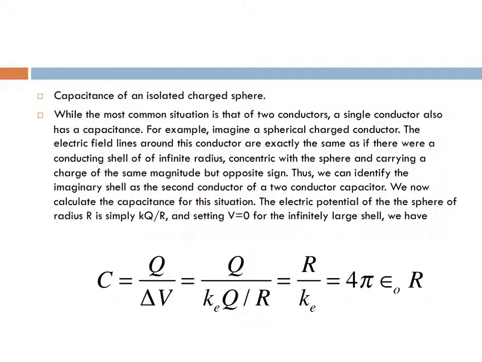We now calculate the capacitance for this situation. Remember that the electric potential of the sphere of radius r is simply kq over r, and setting V equal to 0 for the infinitely large sphere. We have, again, our potential is kq over r. Q's will cancel, so we're left with r over k, or just simply 4 pi epsilon naught r. Now again, this is not very common, but it is important that you've seen it before.